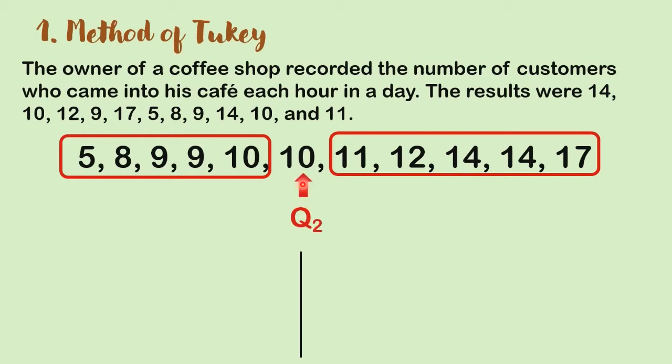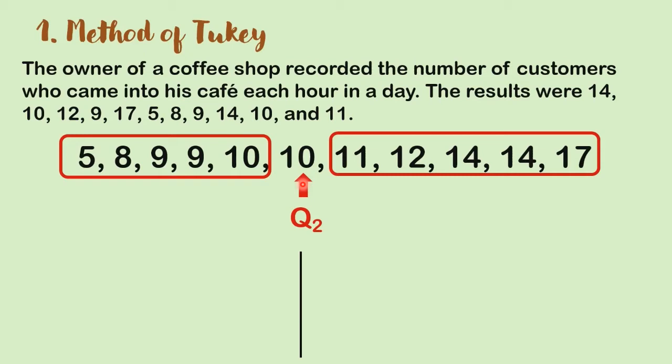So again, itong method ni Tukey ay effective kapag konti lang yung number of values na binigay sa inyo. Okay, like this one, you only have 11 values. Next, we get the other 2 quartiles. The first quartile and the third quartile. Ganito naman ang gagawin ninyo.